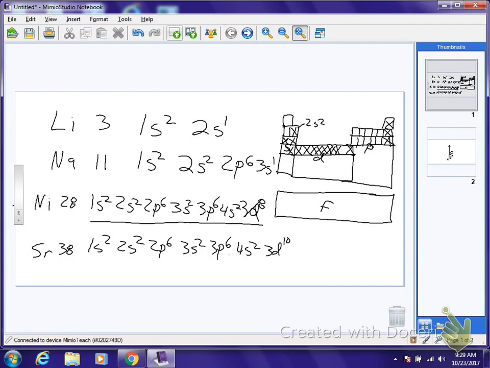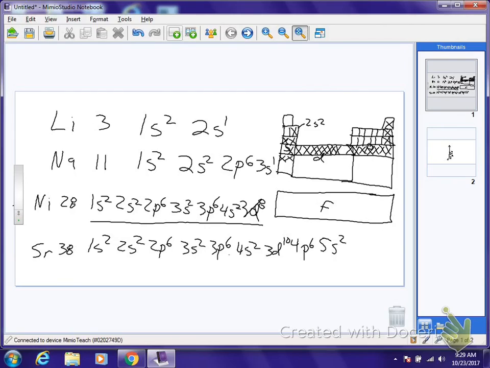Now we've got to go through all these p's, and that would be 6. So now we're at krypton at 4p6. There's a tendency for students to like to write 3p6, but we've already got those filled, so you can't refill them. And then we're over here in the 5th row. 1, 2, 3, 4, 5. So that would be the 5 S's, and there would be 2 of them. So that would be the answer for strontium.